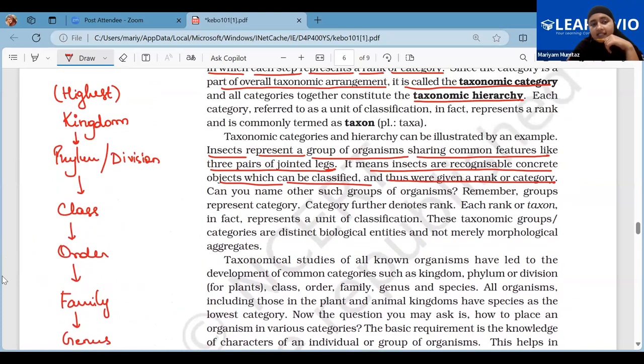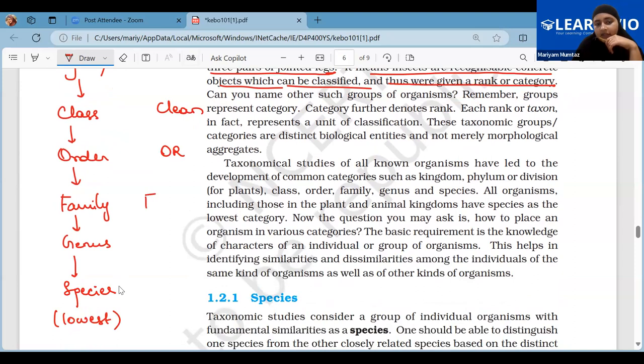Now, if anyone has difficulty remembering this, I'll give you a mnemonic. I gave it in the previous class also. Do you remember the mnemonic? Yes, ma'am. Okay. So the mnemonic goes like, keep pots clean or family gets sick. This is how you will remember it.